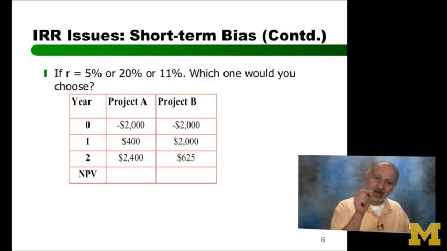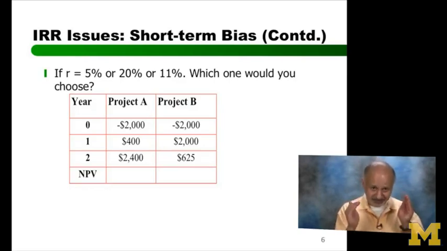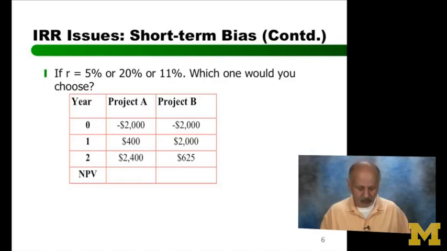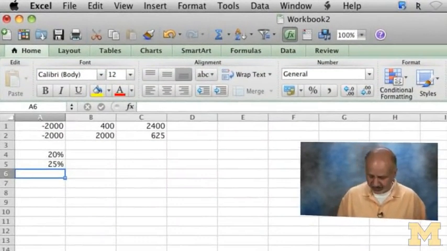You know how to do the NPV of project A. What do you do? Minus 2,000 plus 400 divided by (1 plus R) in parentheses plus 2,400 divided by (1 plus R) squared. I'm just saying you don't know your discount rate. Figure out what the value of your project is. Okay?